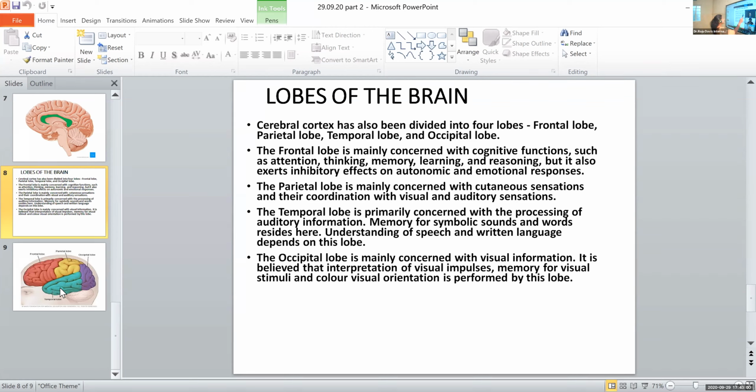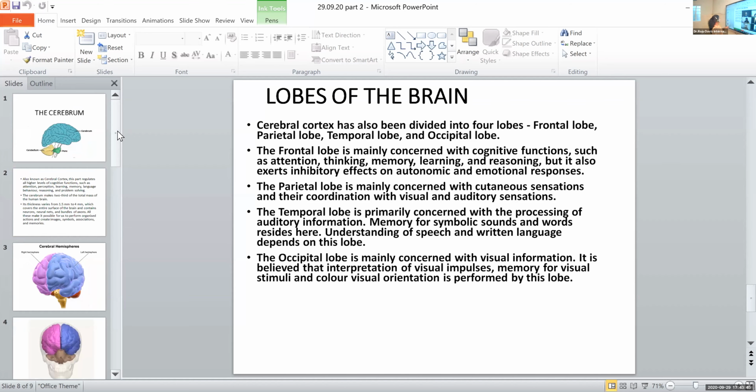So again, revising it a little bit, there are four lobes of the brain: the frontal lobe, the parietal lobe, the temporal lobe, and the occipital lobe. Frontal lobe is concerned mainly with the major cognitive functions. Parietal lobe is concerned with the cutaneous sensation and coordination with visual and auditory sensations. Temporal lobe, mainly auditory function, and it has memory for symbolic sounds, speech, written language, and symbolic words. Then occipital lobe is mainly concerned with processing the visual information, and memory for visual stimuli or visual impulses is also dealt with by this lobe. So that's about the brain structures. We have finished the brain structures.